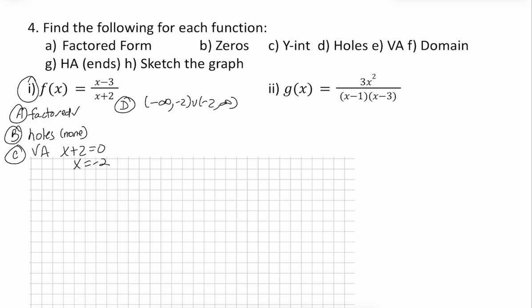Then I do the zeros and the y-intercept. Zeros is where the top equals 0, because a fraction only equals 0 when its top is equal to 0. So at 3. The y-intercept, you just plug in 0 and hope for the best. You get negative 3 over 2.